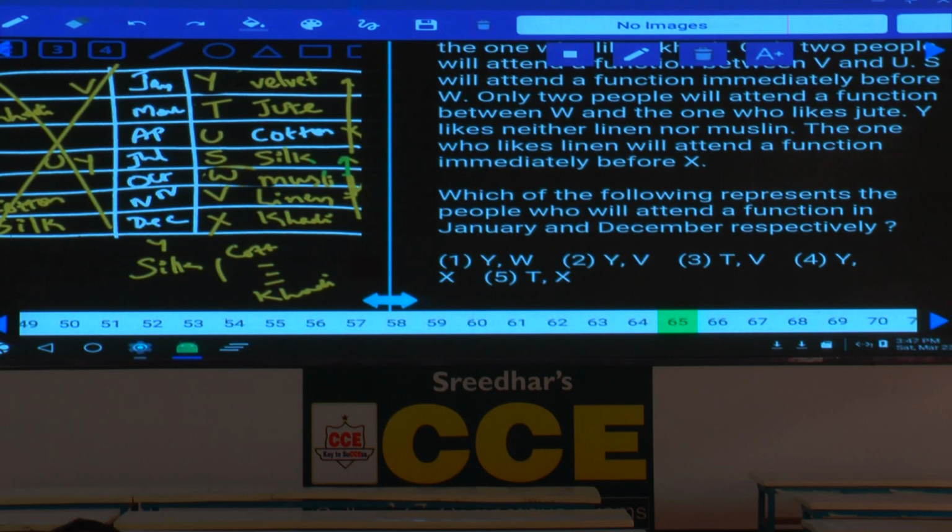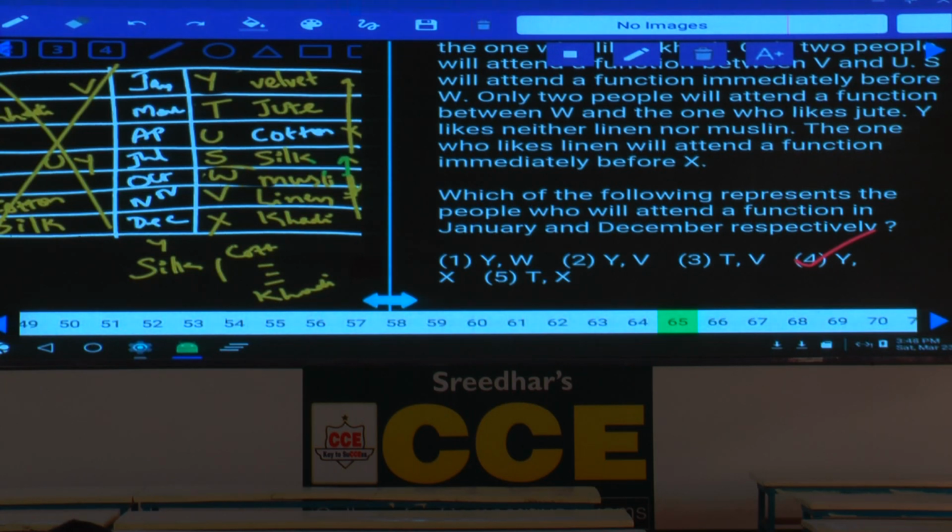Then question number 100. Which of the following represents the people who will attend a function in January and December respectively? January and December, Y and X respectively, that is choice 4. Now this is about questions 66 to 100. Done with this? Any doubts in this? Anything to be explained apart from this?